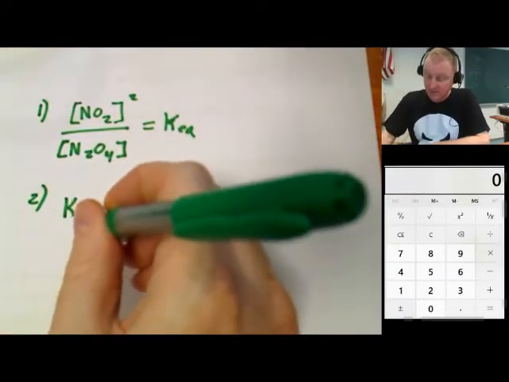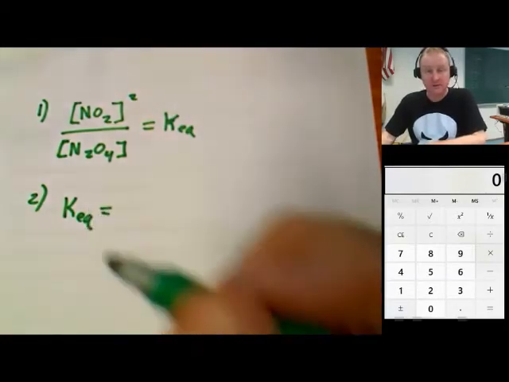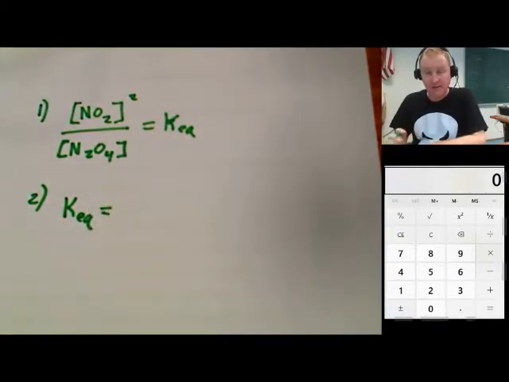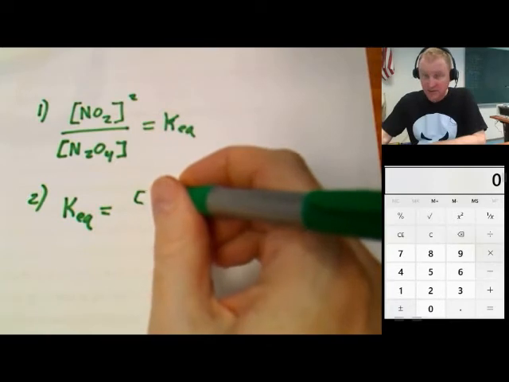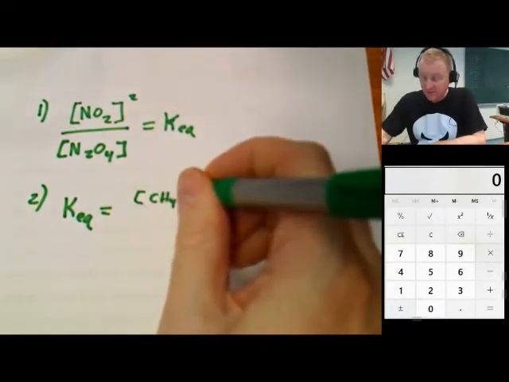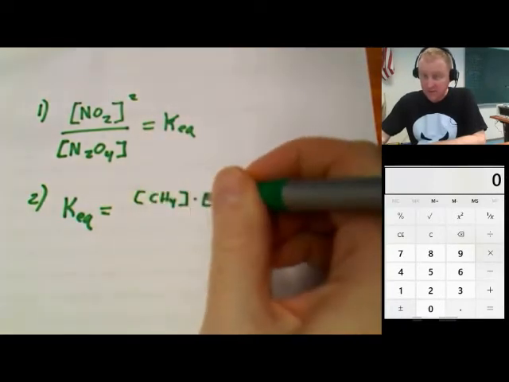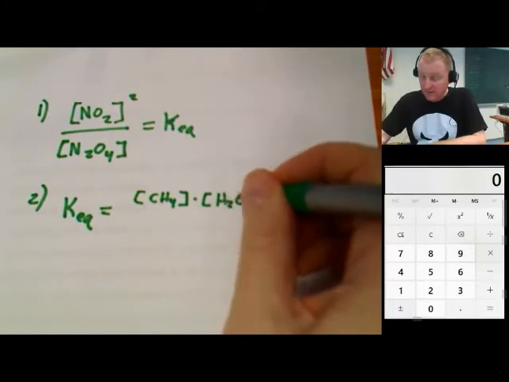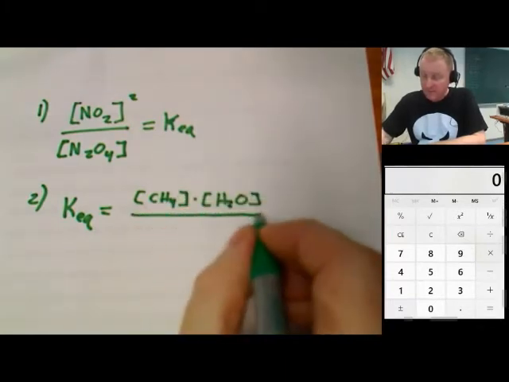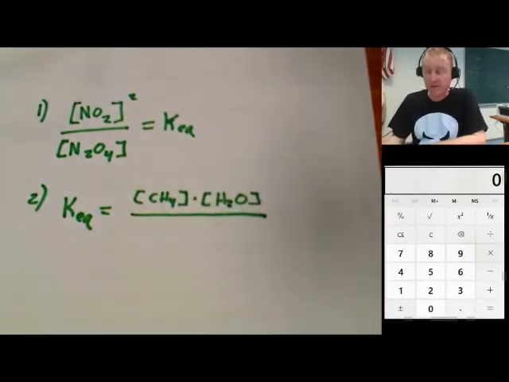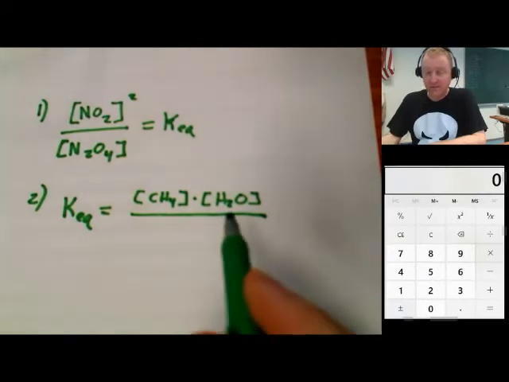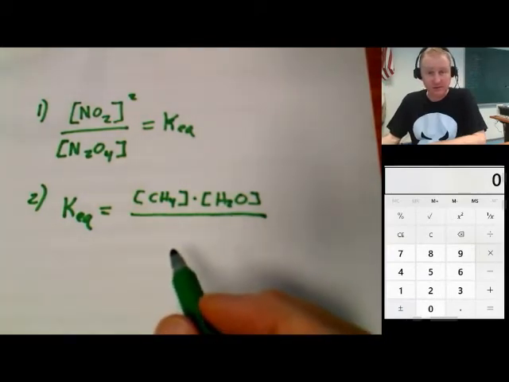Number 2, I'll do it this way. K equilibrium equals. On top, we've got methane and oxygen, so I'm going to say the concentration of CH4 times the concentration of H2O over... This is important to be able to do, guys, because every equilibrium expression is different, and you have to be able to write it by looking at these equations.